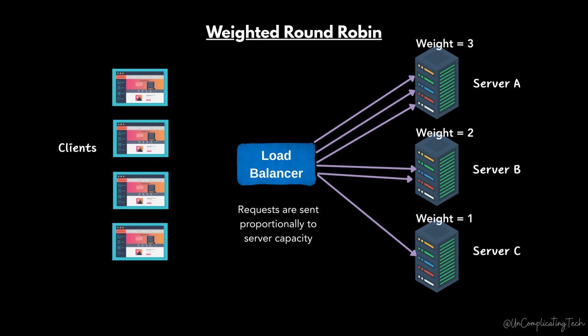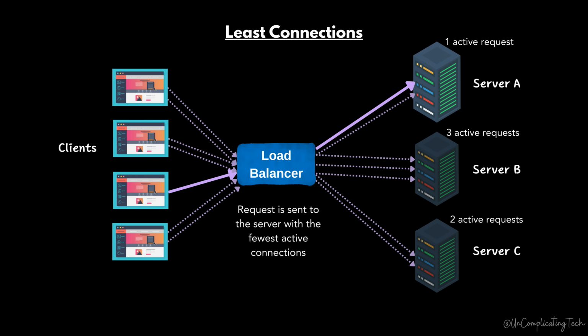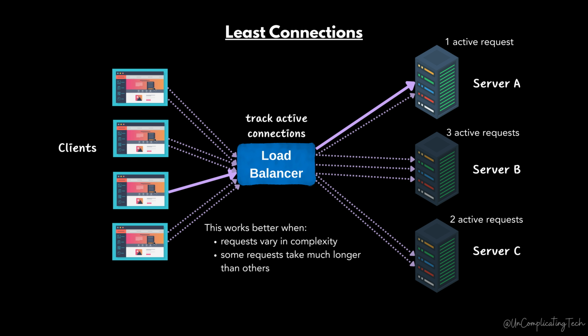Another common strategy is least connections. Instead of rotating blindly, the load balancer looks at which server is currently the least busy. The next request is sent to the server with the fewest active connections. This works better when requests vary in complexity. Some requests take much longer than others, but it also means the load balancer must constantly track live server state and keep a count of active connections.